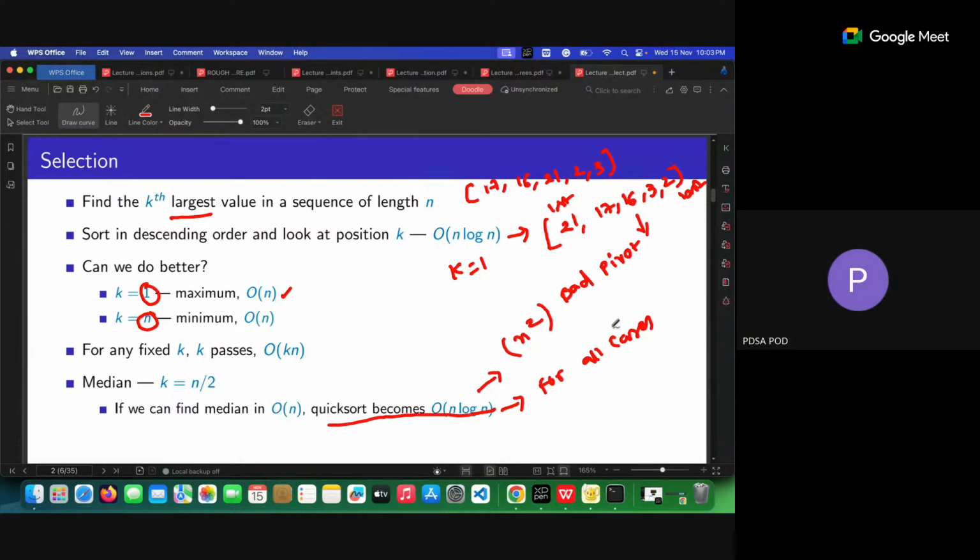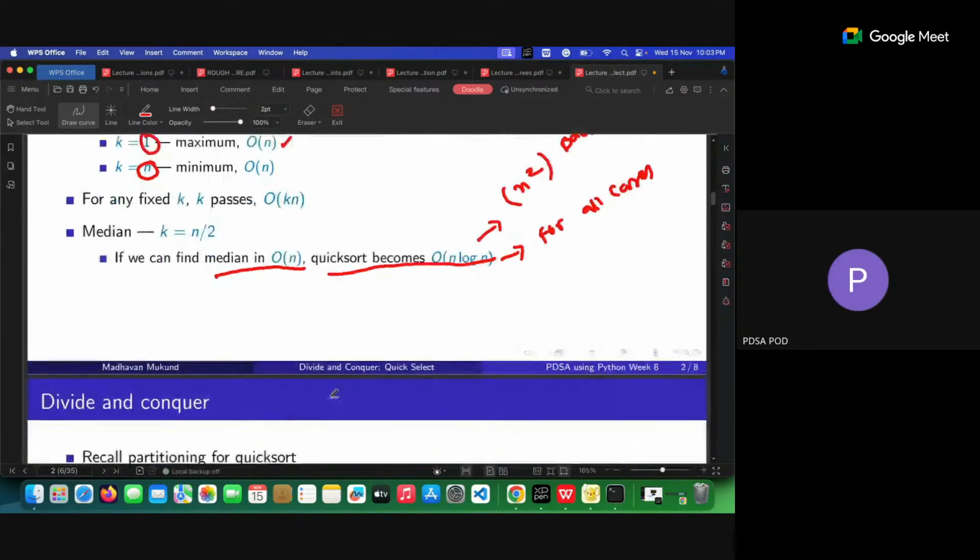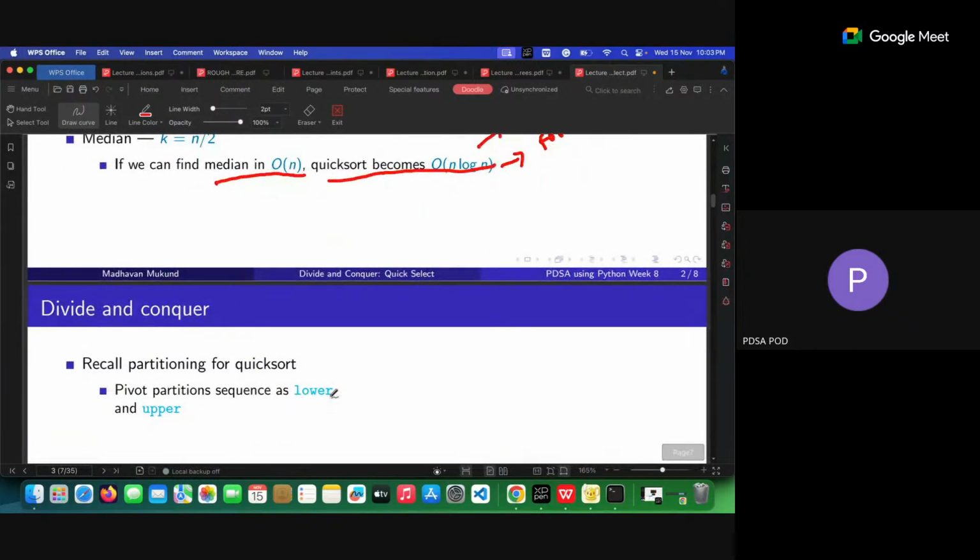We want to do that. Quicksort is n log n complexity by using the median approach, finding k as a median. We try to get the median, and from that median we try to find the kth largest. At that time it's very easy.